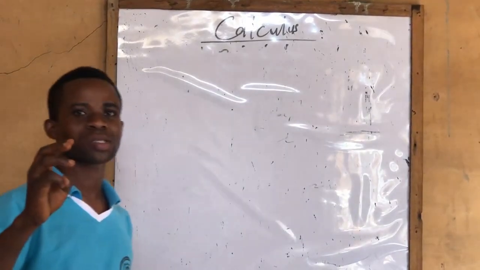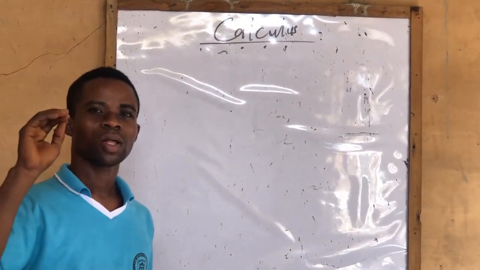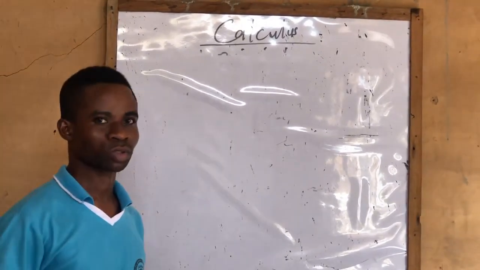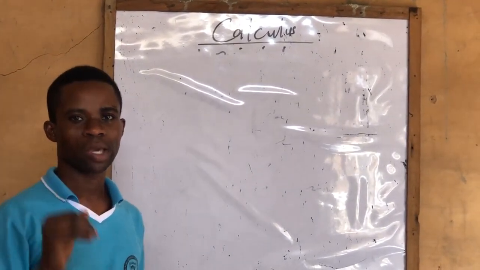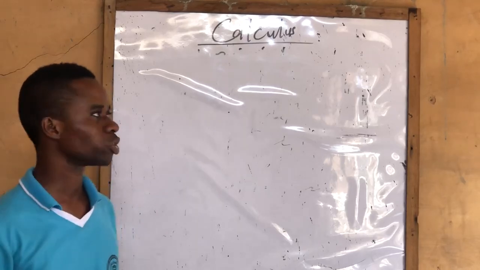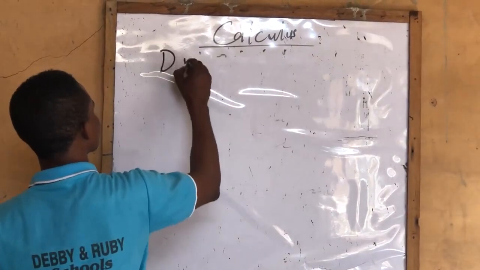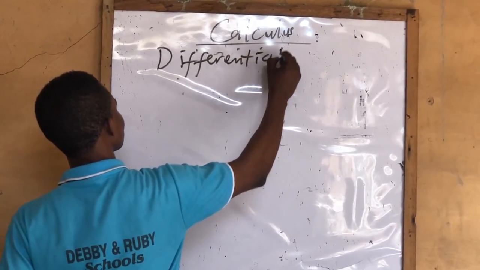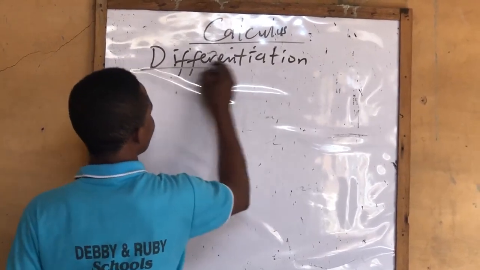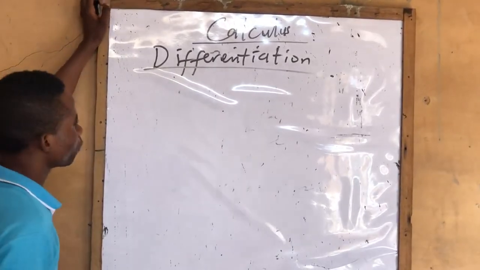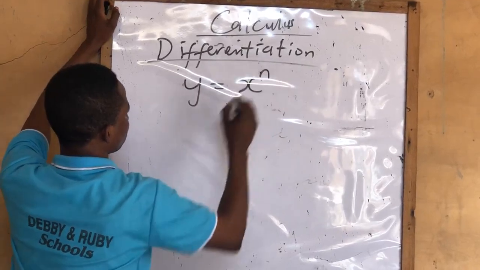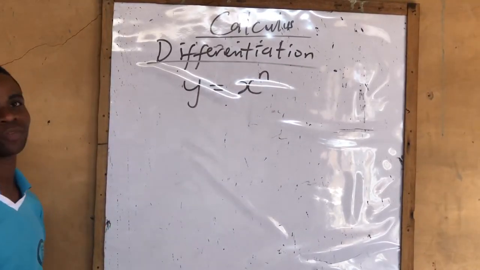Actually, calculus is divided into three: the limits, the differentiations, and the integrations. But today, my aim is to teach on differentiation. How do we differentiate? This is a formula. This is a formula for differentiations.